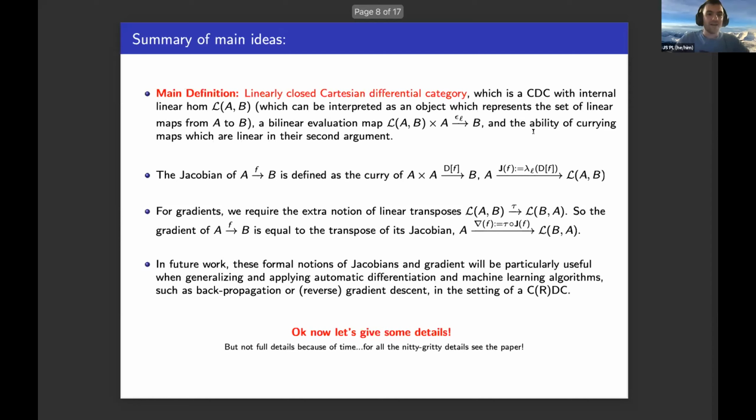So at this point, if you're already bored, I only want you to take away this slide. And now I'm going to get into some technical details. Of course, because of time, I can't go into the full details. Please see the paper for all the nitty-gritty stuff.